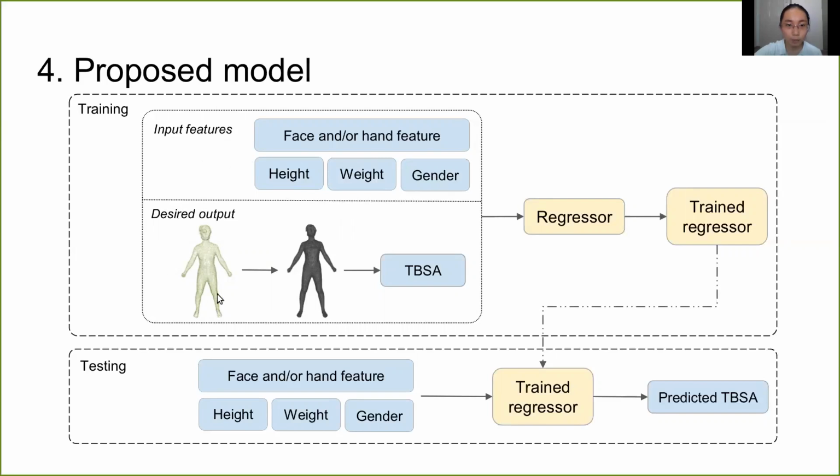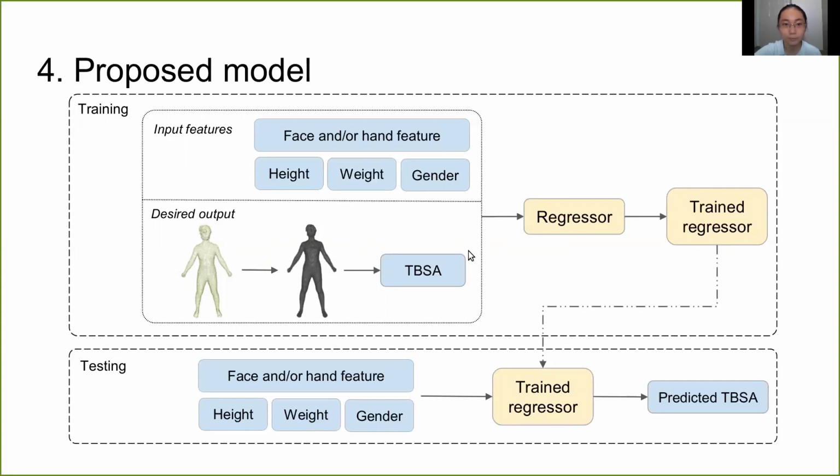From the point cloud output of the scan, we create a 3D mesh using a surface reconstruction method in MeshLab. Then we can easily compute the TBSA value as the total area of all triangles on the mesh. We consider this TBSA as the ground truth, and it is used in the training stage as the desired output of the model.